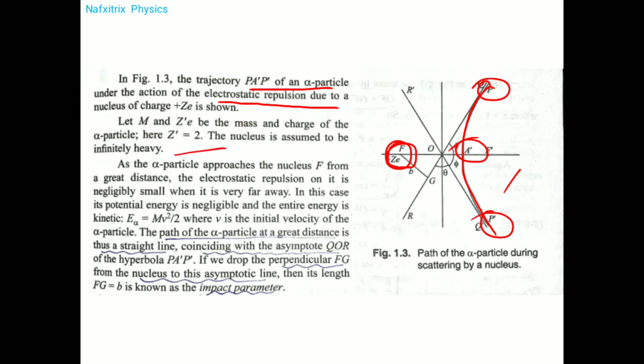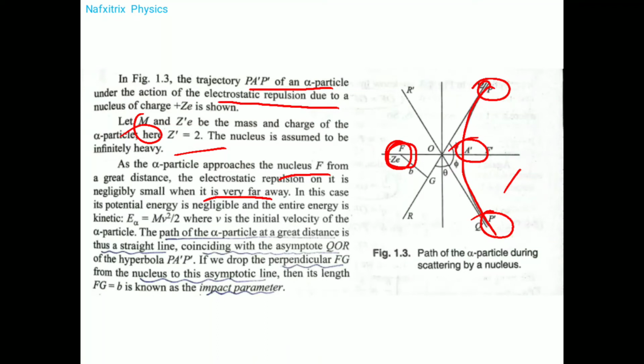So Z dash is nothing but 2, as we have discussed in the starting. So plus 2e is the charge of the alpha particle, and it would be having some mass m. The nucleus is assumed to be infinitely heavy, very heavy compared to the alpha particle. As the alpha particle approaches the nucleus F, the electrostatic effect is negligible, small, when it is far away.